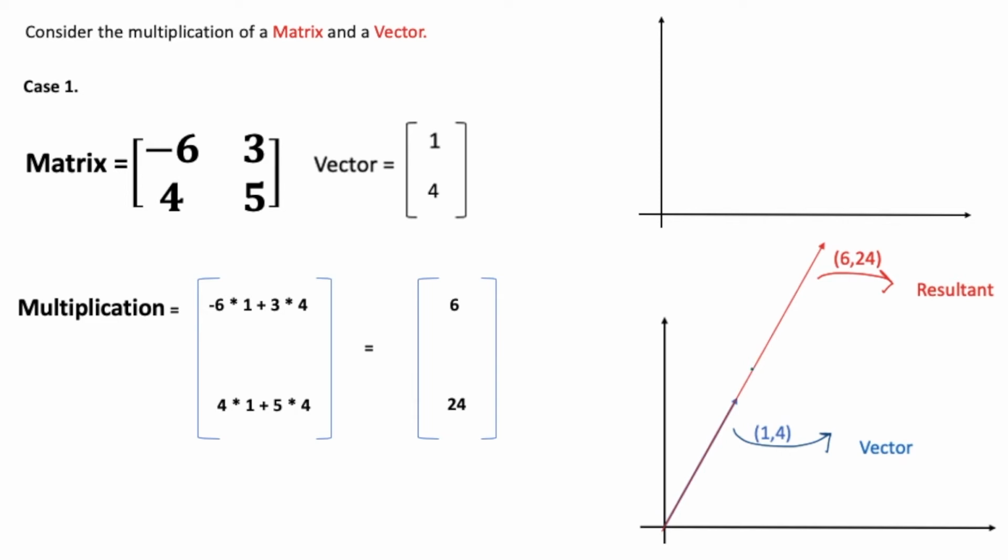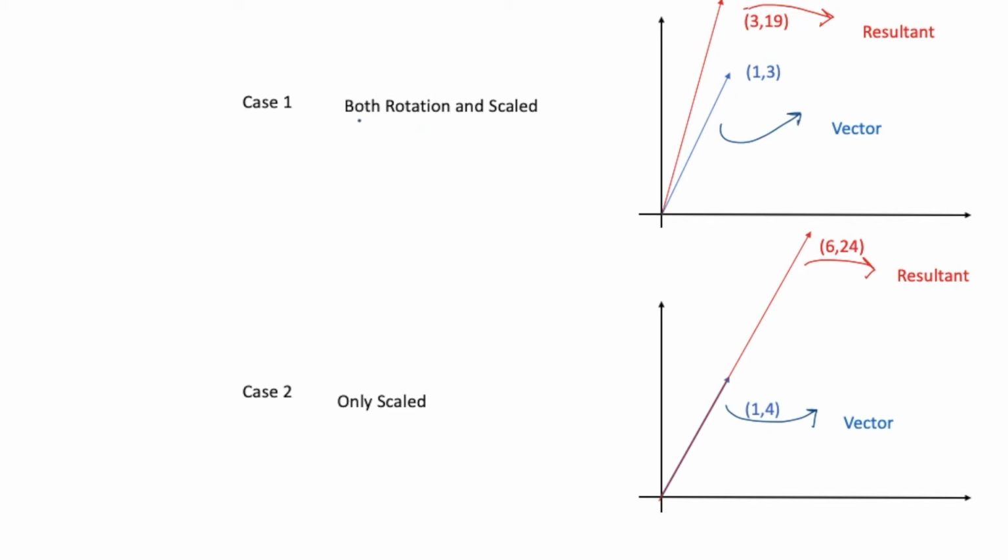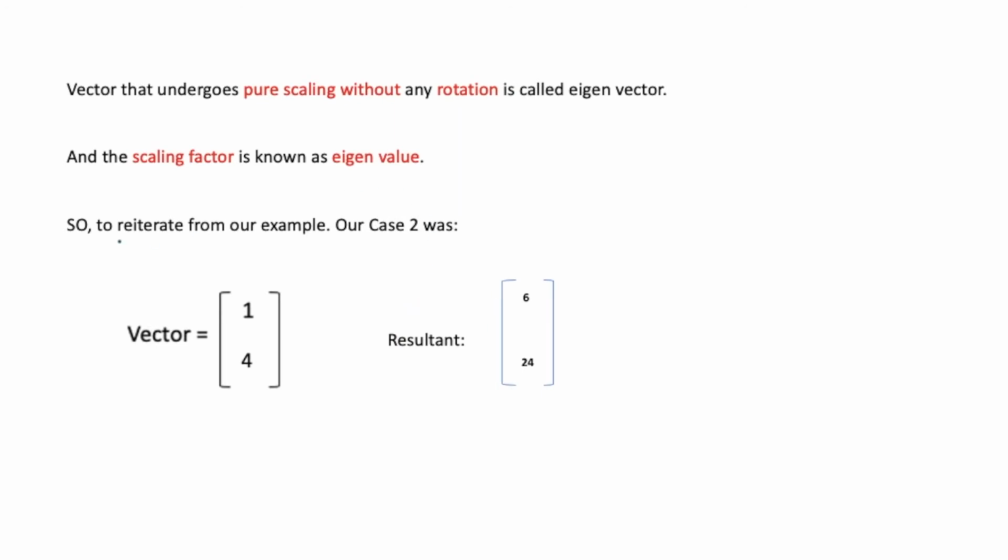It's only scaled. So if I have to sum up both the cases, can we say that in case 1 our vector rotated as well as scaled, and in case 2 it did not rotate but only scaled up? This is the conclusion of both the cases. Now let's sum up. If I tell you that a vector that undergoes pure scaling without any rotation is called an eigenvector and the scaling factor is known as eigenvalue.